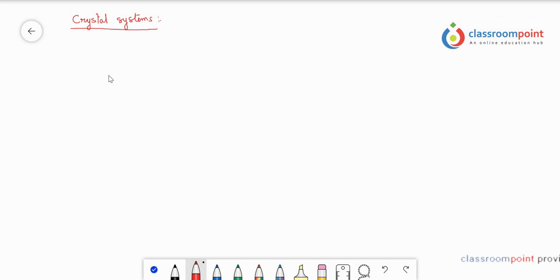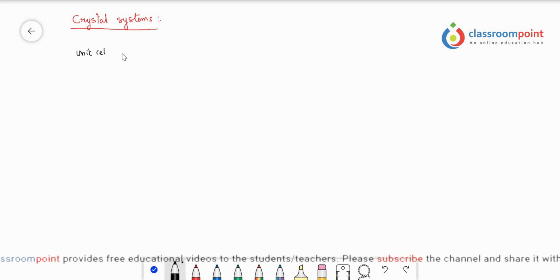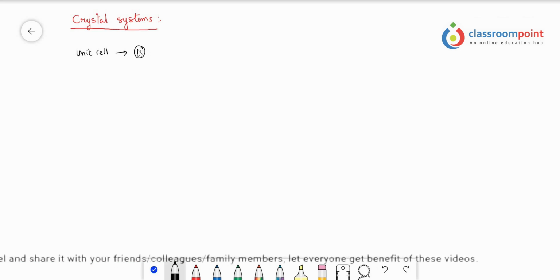So we shall discuss crystal systems in today's session. Actually, in the previous session we had discussed the unit cells. These unit cells are basically of two categories: primitive unit cell and centered unit cell. And in centered unit cell again three are there. So altogether four types of unit cells are there.